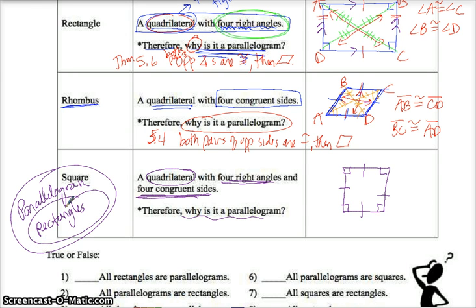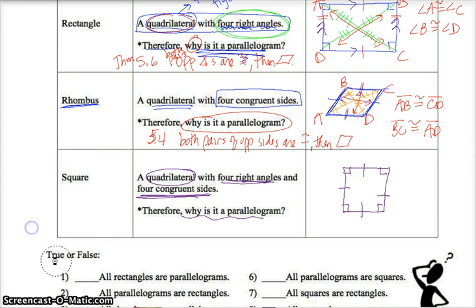But all squares are rectangles, right? Can't a square be a rectangle? Well, yes, because it has 4 right angles, so therefore it's a rectangle. Can a square be a rhombus? Well, yes, because it has 4 congruent sides, and that's what a rhombus is. So let's not talk about this little Venn diagram. We can talk about that more specifically in class.